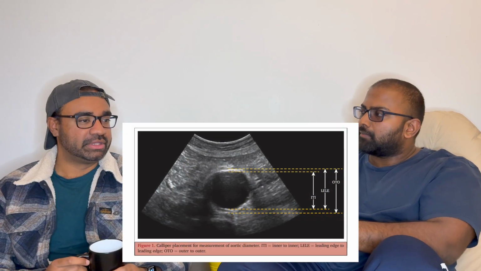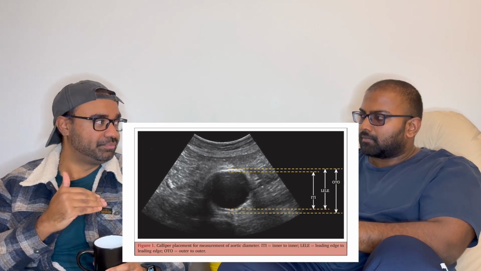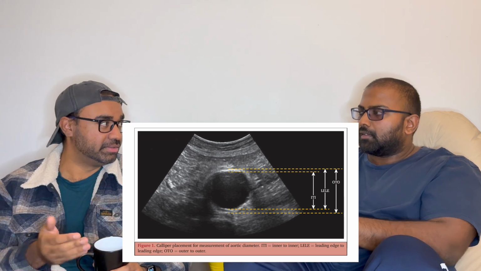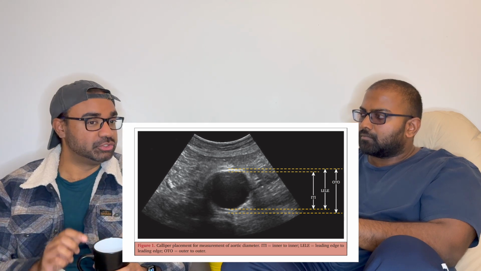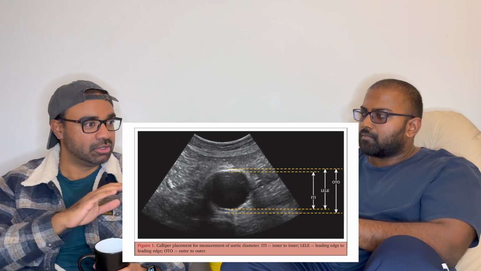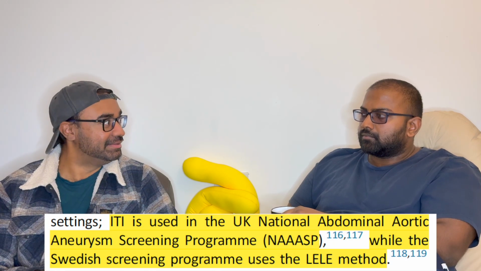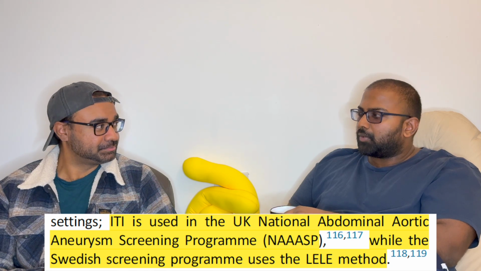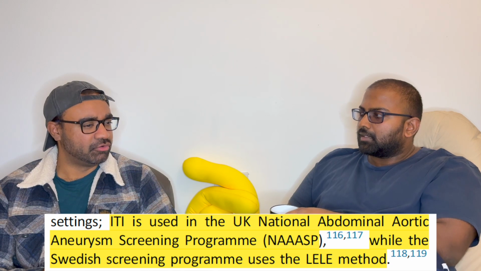So there are 3 ways you can measure a AAA. We can do the anterior posterior, outer to outer wall, which is what RCEM guidance recommends, is what we do at the bedside. But NHS screening, interestingly, they do inner to inner. So that alone you can see can give us a difference somewhere between 3 to 6 millimeters. That's a lot. And I heard there's a third way of measuring as well, leading edge to leading edge. Yeah, that's something that is followed in Sweden.